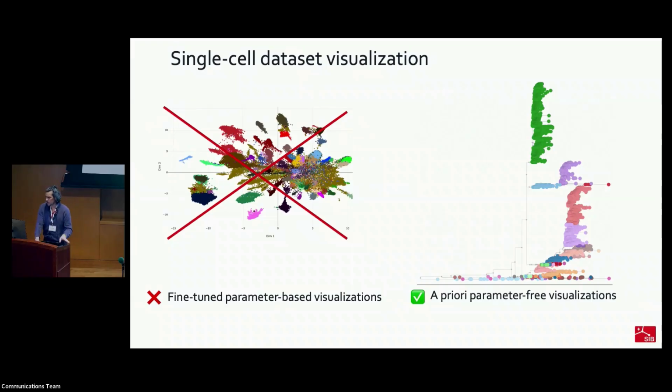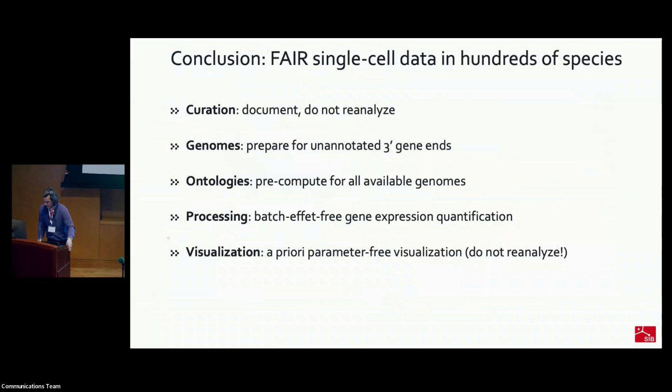But what we want to do is to use tree-based methods that are a priori parameter-free, so that we can still display the cell population with distance between the cells, but remaining truthful to the author work.